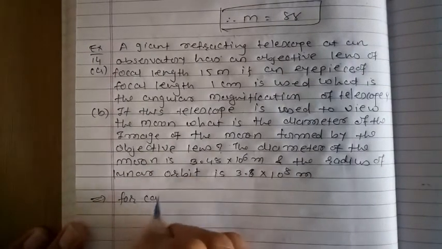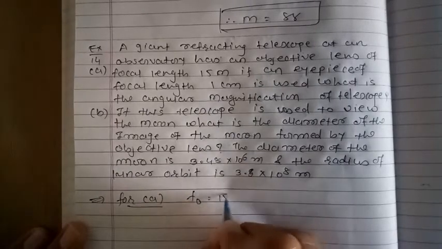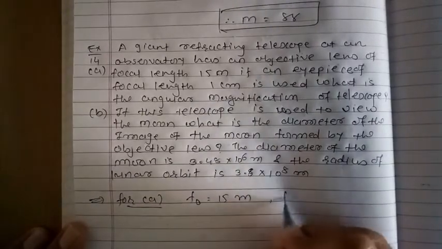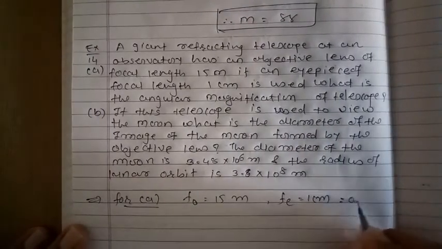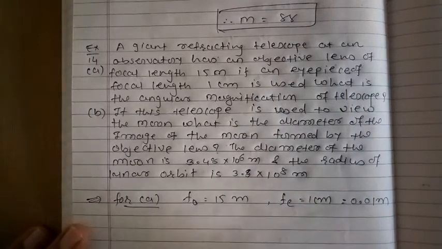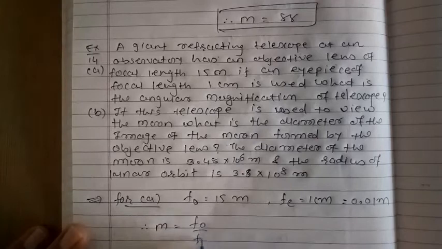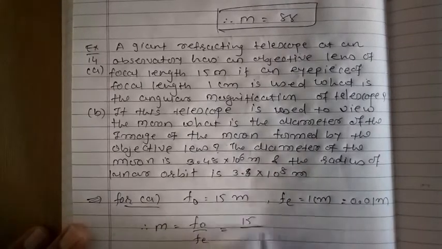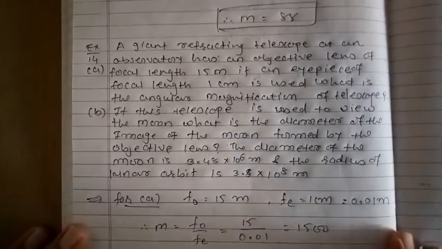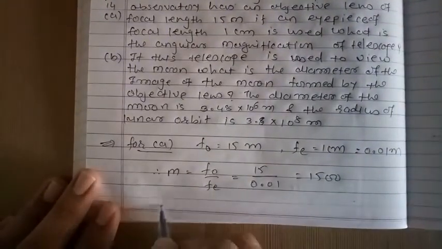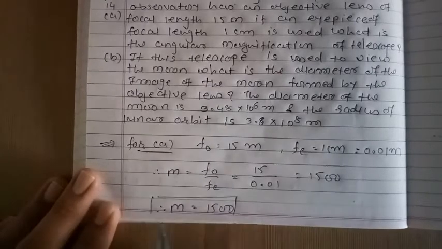So for A, focal length of objective FO is 15 meter, FE is 1 centimeter. Here we convert into meter, so 0.01 meter. Now we know the magnification M is equal to FO upon FE. So 15 upon 0.01, so 1500. So we get magnification M equal to 1500.